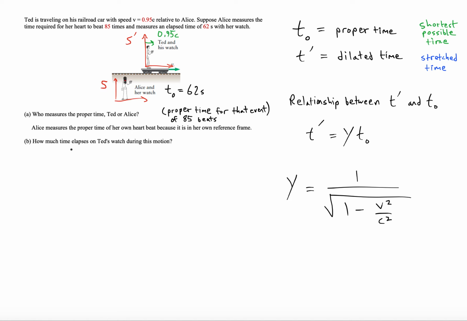Now, it asks how much time elapses on Ted's watch during this same motion. So we know on Alice's watch it's 62 seconds. But because of relativity, Ted would not measure that same time for the events. And that's what's different between classical physics and Einstein's physics here: in classical physics, the time between two events would have been assumed to be the same. So we have to calculate gamma.